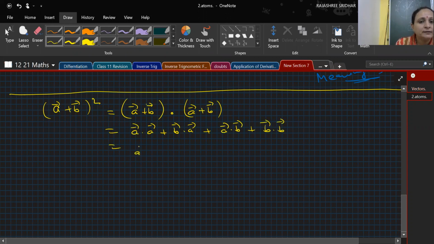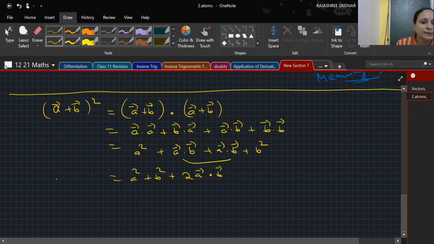What is A dot A? A square. What is B dot A? I can also write this as A dot B, because I'm applying the commutative law here. And B dot B is equal to B square. So I can write this as A square plus B square plus 2 times, not AB, but A dot B. So this is the meaning of (A plus B) the whole square.